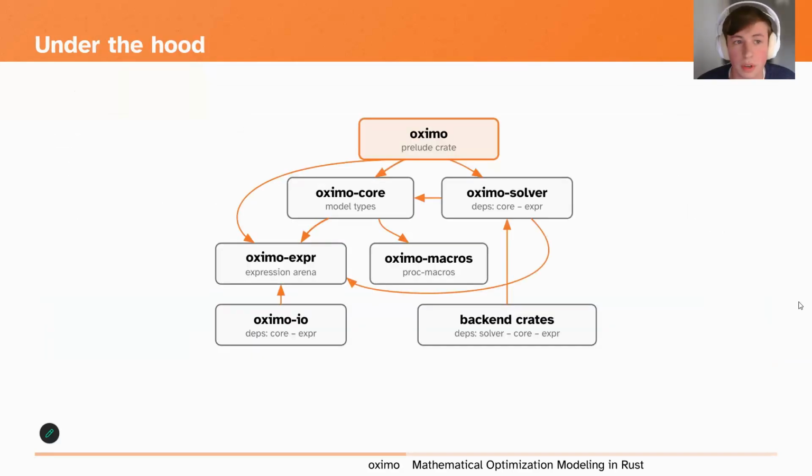And I wanted to go a little bit over how oximo works under the hood. The end user only has to depend on the oximo crate, which acts as a prelude or an umbrella crate that exports all of the functions that are being generated using the oximo macros crate. We can lower each of the expressions in the oximo expression using expression arenas, and then each user can select their backend using feature flags, and then you can also export your models using oximo-io.